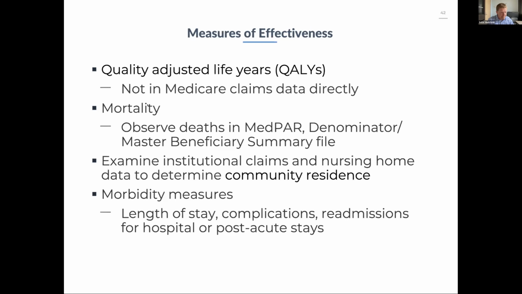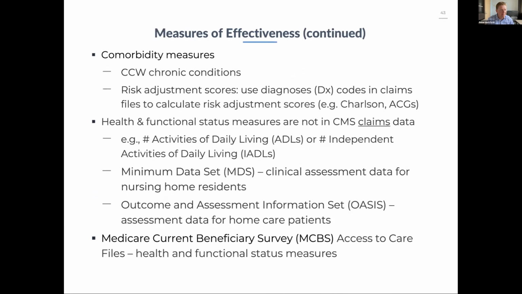We do see mortality, so we can look at that as an outcome. Using institutional claims and nursing home data, we can determine whether someone resided in the community versus being in a nursing home or a hospital. That's a decent measure of functional status. We can also look at different measures of morbidity, like length of stay, and readmissions after hospital or post-acute stays. Those are measures of outcomes. We can see functional status, but only for people who live in nursing homes or are receiving home care.